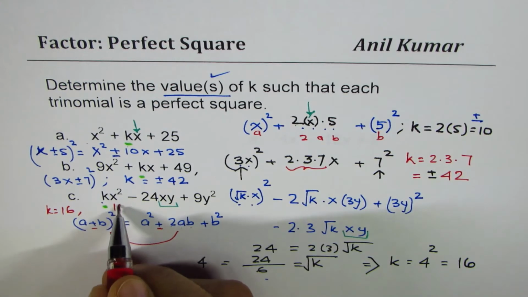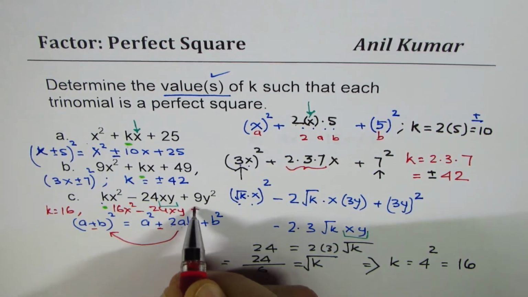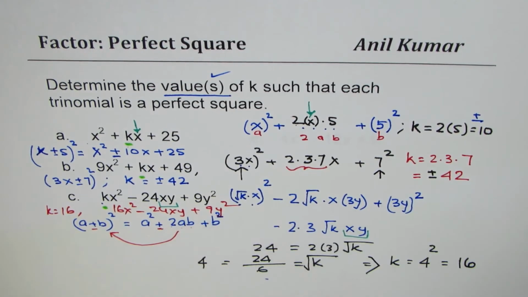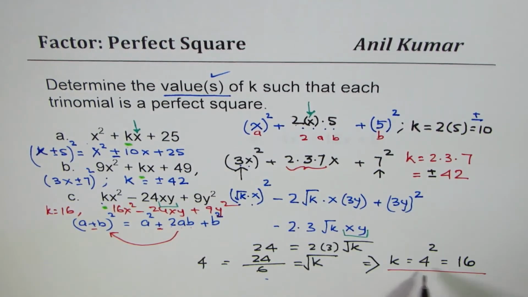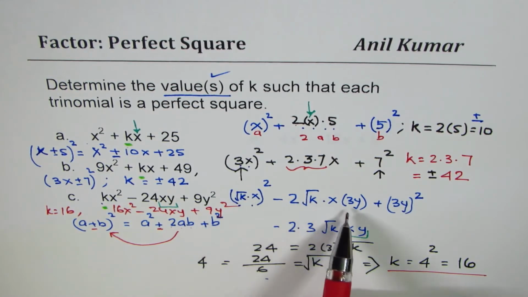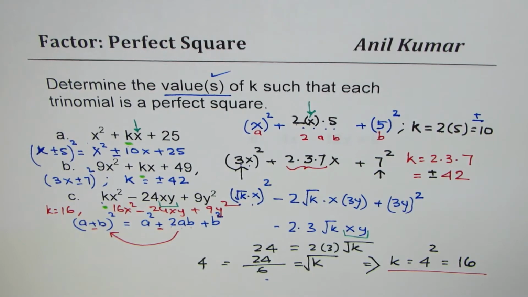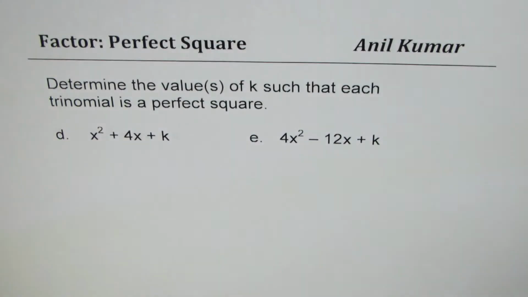So you could write this as 16x squared minus 24xy plus 9y squared. Correct? But I hope you understand how we wrote k as square root of k and then figured it out. So that's very important to understand. So let's move on with more examples with a different position of our unknown k.